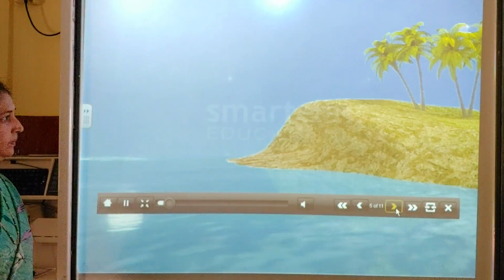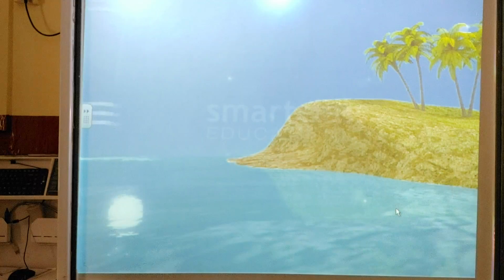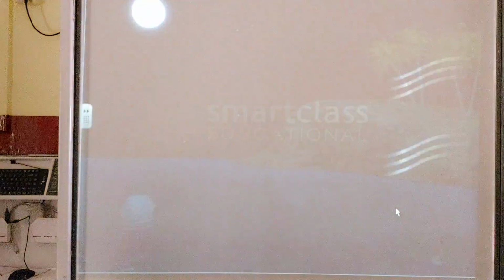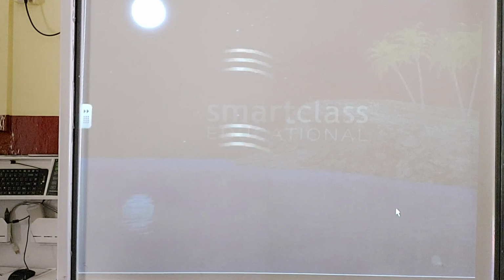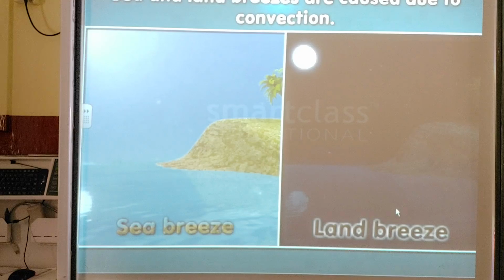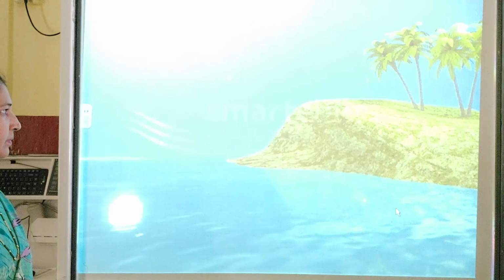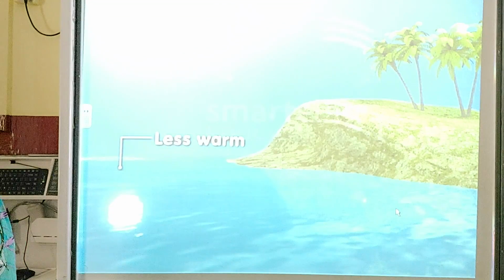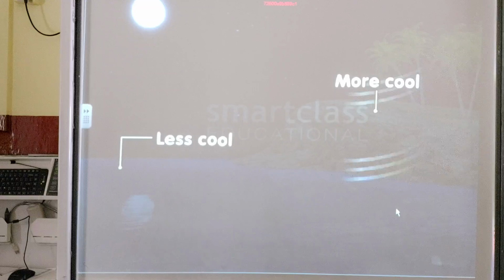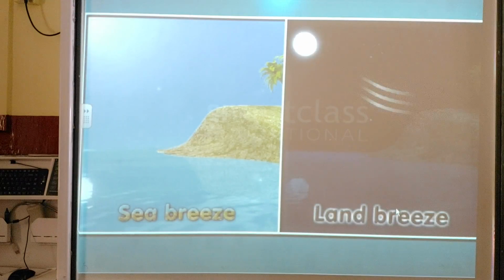In coastal areas, a breeze generally blows from the sea towards the land during the day and from the land towards the sea during the night. Sea and land breezes are actually caused due to convection. You know that water takes a longer time to heat up and cool down than land. Let us find out how sea and land breezes are formed.